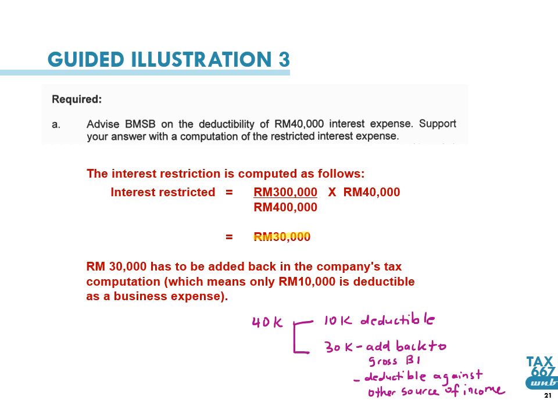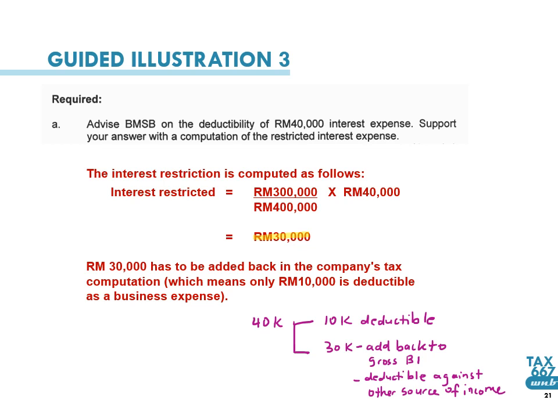bahagi dengan borrowing. Borrowing dia punya overdraft facility daripada Maybank sebanyak 400,000 times with the interest expenses. Interest expenses here we have 40,000. So bila dah masukkan in the formula, we got the interest restricted of 30,000. Maksudnya 40,000 tadi tu interest expenses, hanya 10,000 yang deductible. Lagi 30,000 we need to add back.